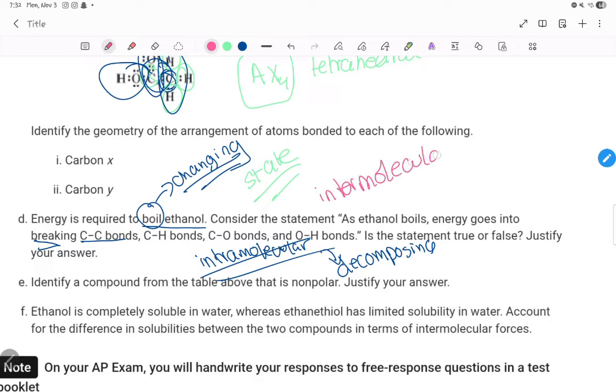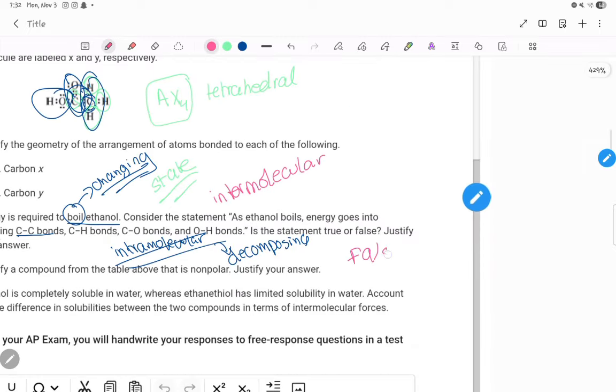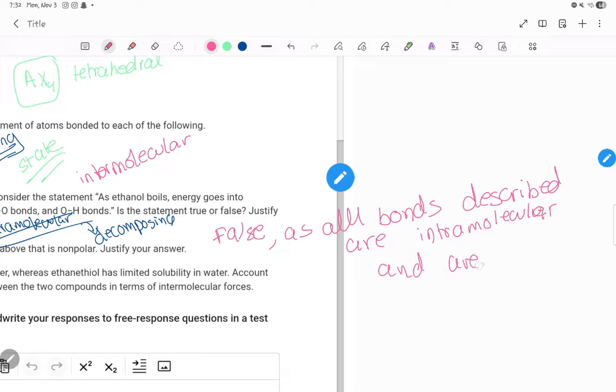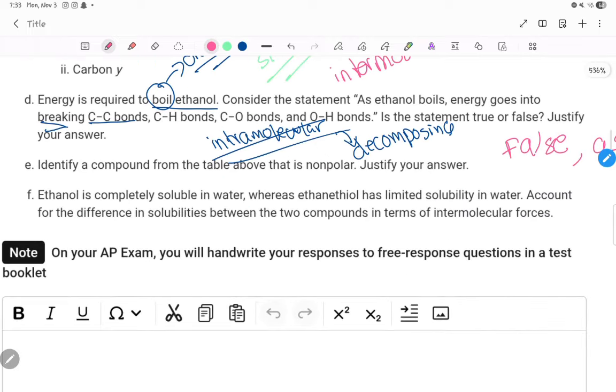So this statement is false. Yes, this statement is false because all of the bonds described are intramolecular and are not broken during vaporization. Okay, so that is it for part D. We'll now move on to part E.